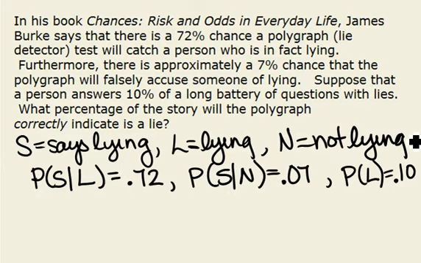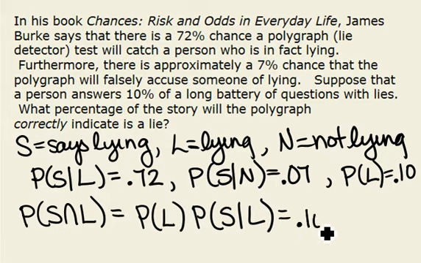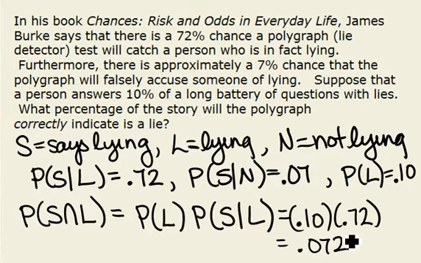We want to know what percentage of the story is going to be correctly indicated as a lie. So we want to know the probability that it says you are lying and that you are actually lying. So we can use the multiplication rule, since we don't know that these events are independent, that says if you want the probability of one thing and another, you start with the probability of one of them, so we'll do the probability of lying. You multiply by the probability of the conditional S given L. We have both of these quantities, so we take 0.1 times 0.72, and we find that we get a probability of 0.072 or 7.2%.